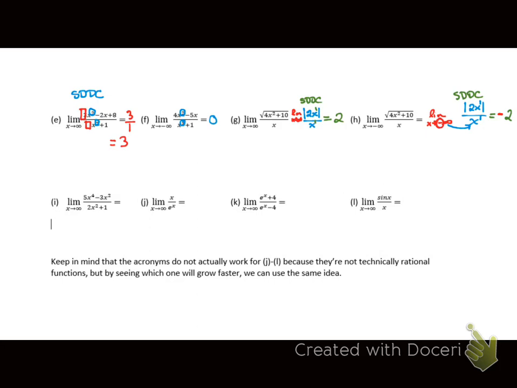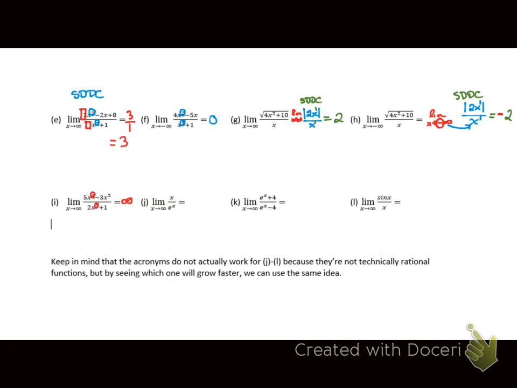For I, it's bigger on top because that's a 4 and that's a 2. So it's either going to go to positive infinity or negative infinity, but it's going to positive infinity. The answer is positive infinity because it grows faster on top than on bottom.